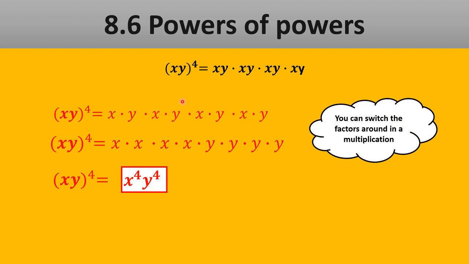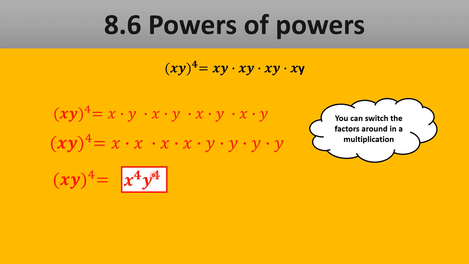Why? Remember, if I write it down like this, that means I can also write it down with this, because there are multiplication dots in between the x and the y's as well. xy, xy, xy, xy. Then I can switch around the factors if I want to. I get x, x, x, x, y, y, y, y. That means I have four x's times each other. x times x times x times x is x to the fourth. And I also have y four times itself, y to the fourth.